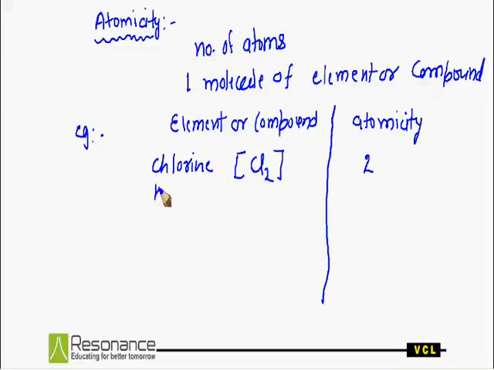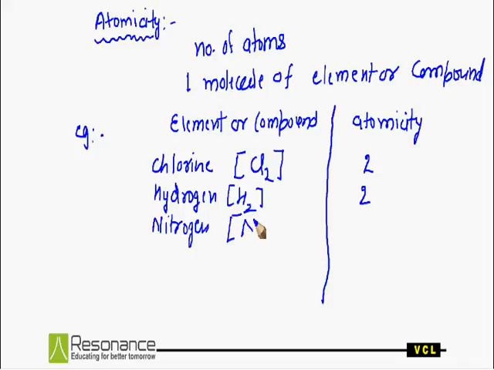Then for hydrogen, the molecular formula is H2. It means 2 atoms of hydrogen are present in one molecule of hydrogen. It means the atomicity of hydrogen is 2. Then we can write nitrogen. As we know, the molecular formula of nitrogen is N2. It means 2 atoms of nitrogen are present in one molecule of nitrogen. So we can write the atomicity of nitrogen is 2.